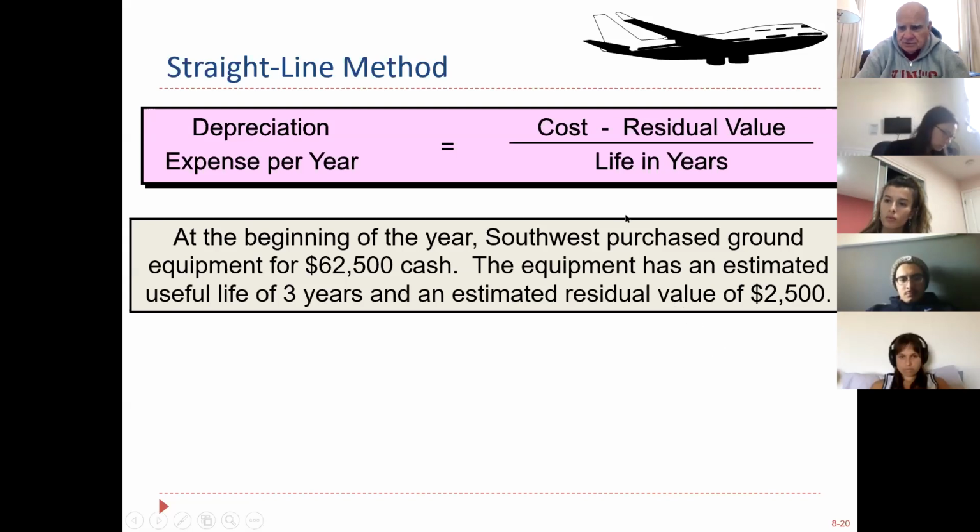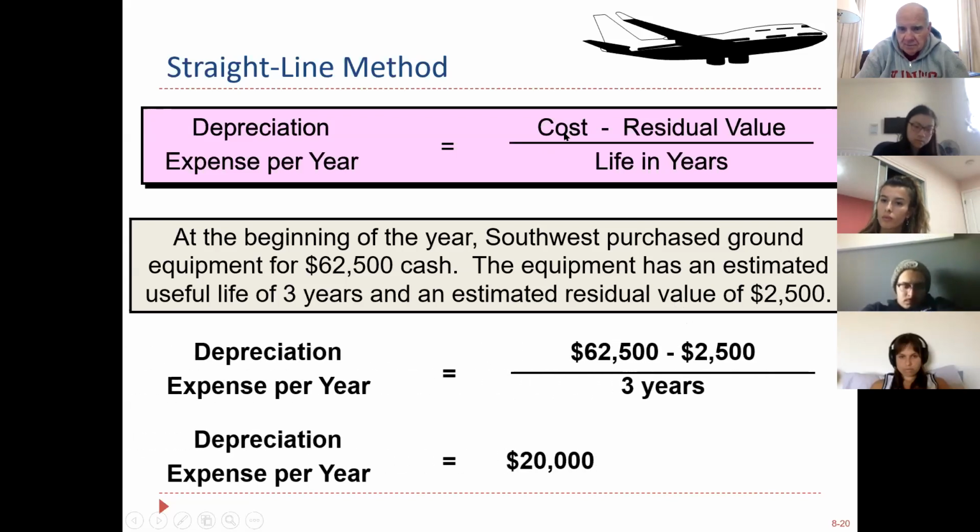So take a quick look at your simple little formula here. The cost of the machine minus the residual value gives you, not an acquisition cost, gives you what's called the depreciable cost of 60, divided by 20 gives you 3 years or 20,000 a year.